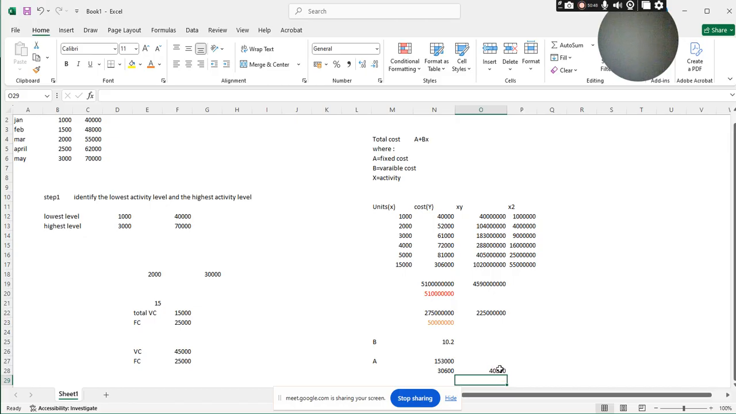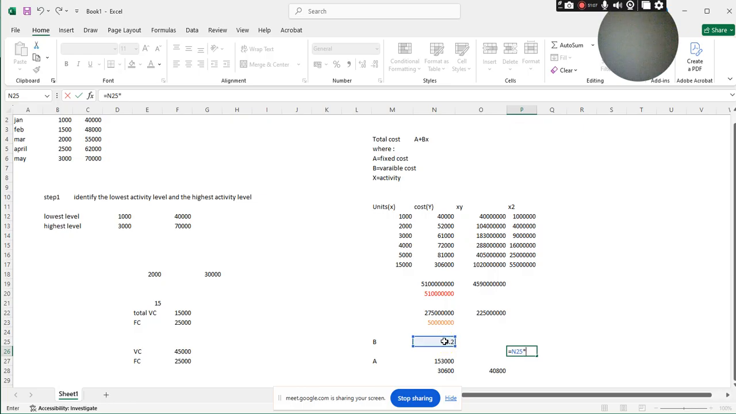Wait, something is not right here. Something is not right. Okay, let me see. Equals to this multiplied by this, enter. 10,200. Something is not right here.